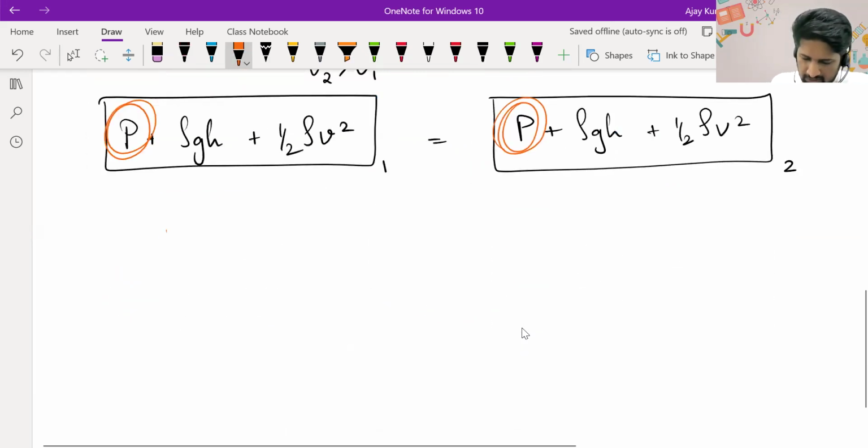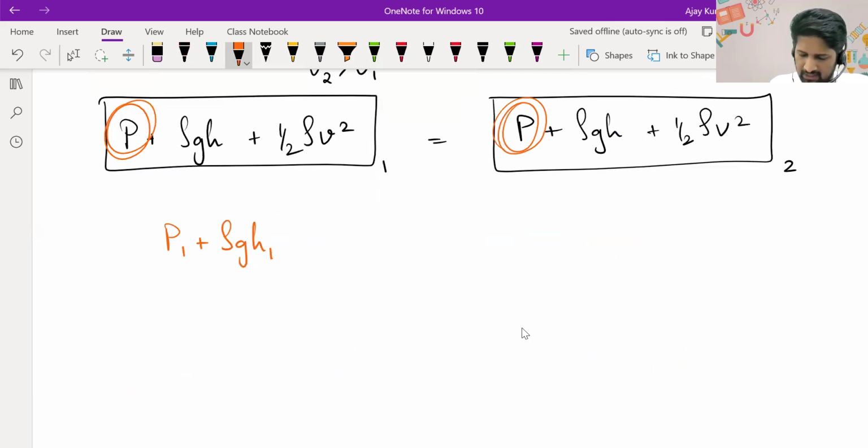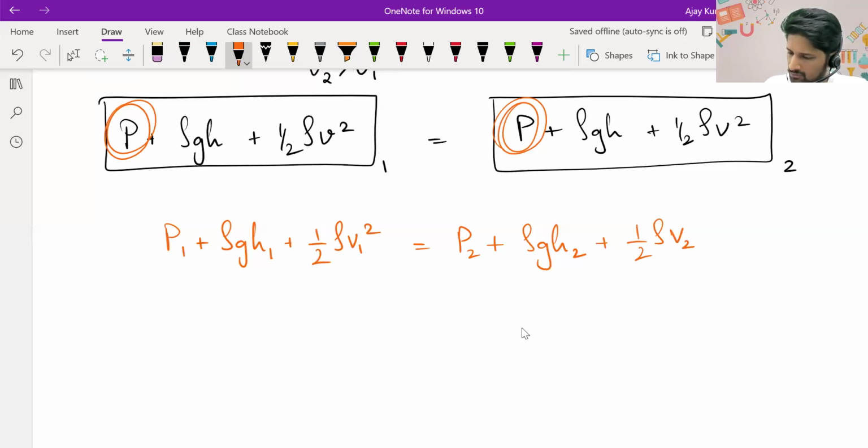Let's write Bernoulli's equation. P1, pressure at the first point, plus rho g h1, height of the first point from the ground, plus half rho V1 square is equal to P2, pressure at the second point, plus rho g h2, height of the second point from the reference level, plus half rho V2 squared.